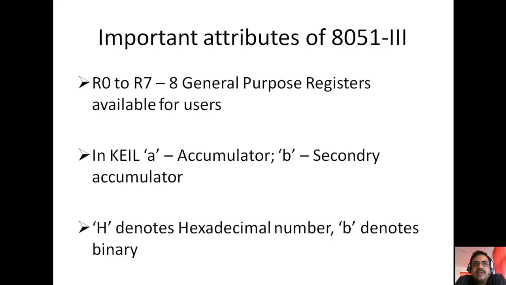If the alphabet H succeeds the number, it's denoted as hexadecimal. If it is B, it's a binary number. If it is D, it's a decimal number. Okay, this I'll show you while we program in KEIL.